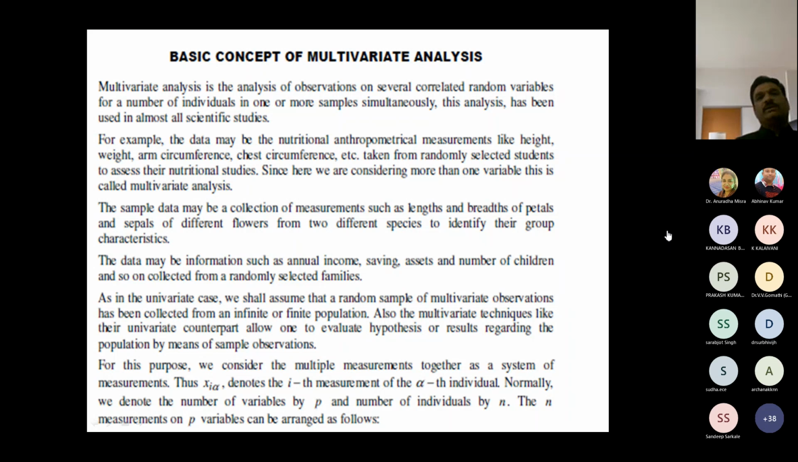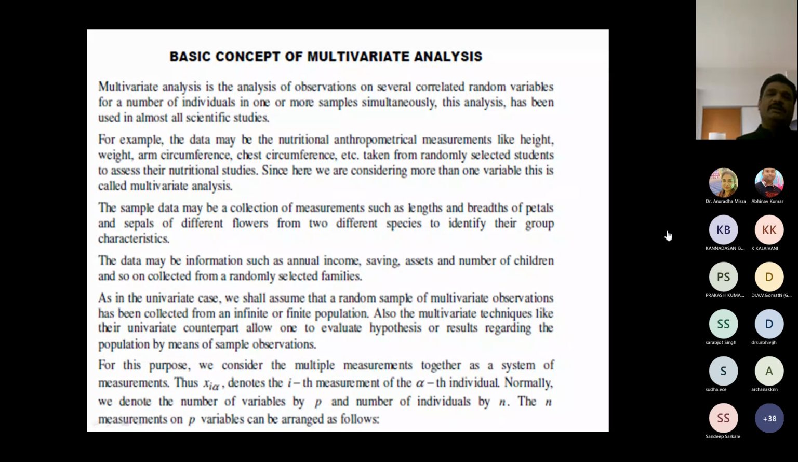For example, the data may be from nutritional anthropometrical experiments, like height, weight, arm circumference, chest circumference, etc., taken from randomly selected students to assess their nutritional status. Since here we are considering more than one variable, this is called multivariate analysis.